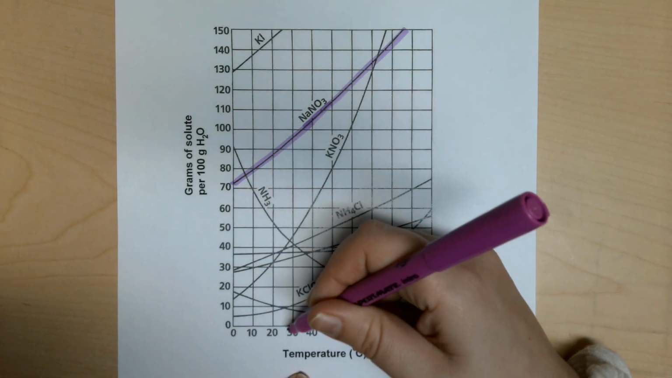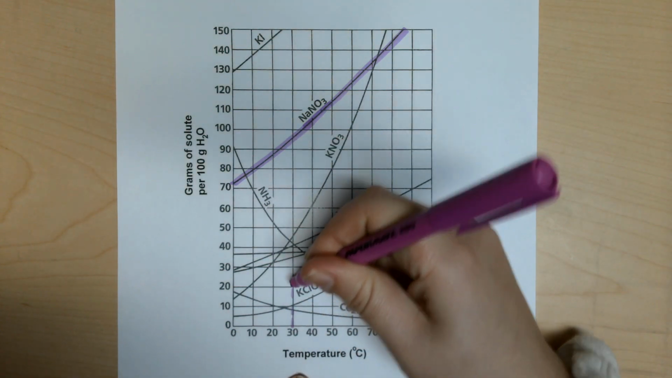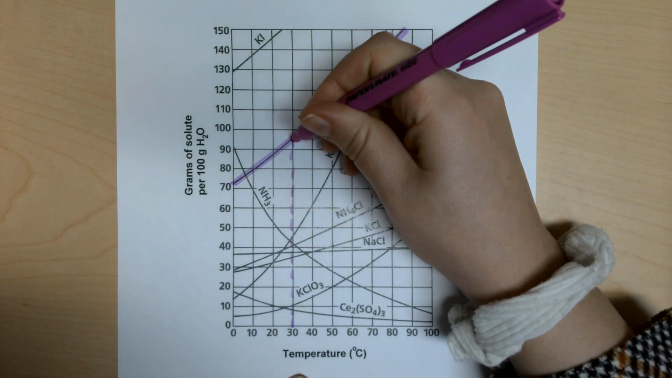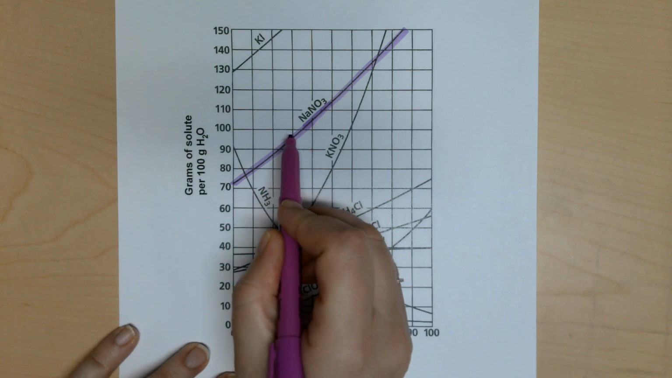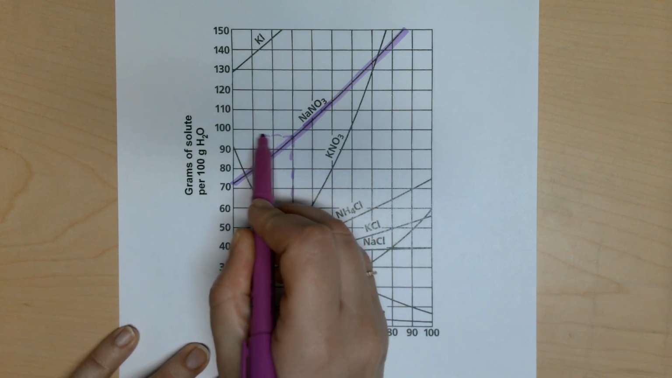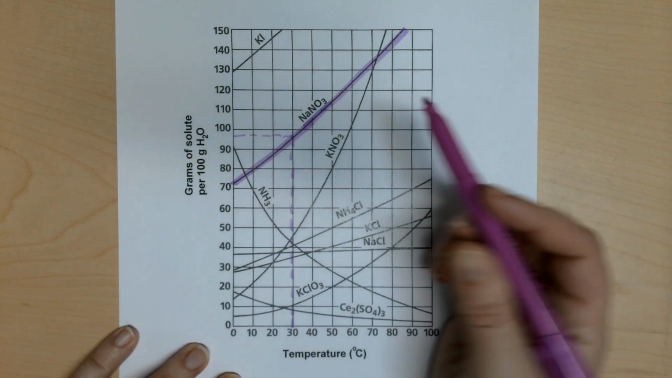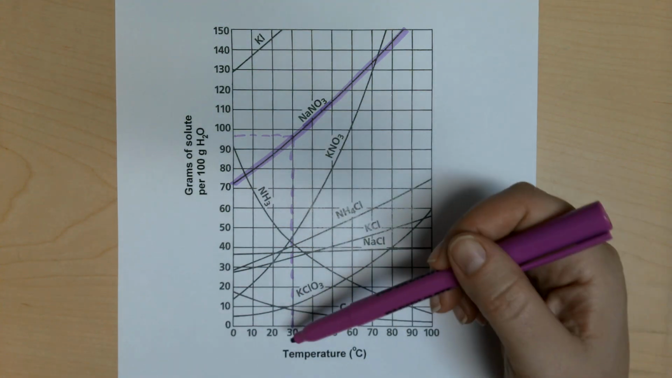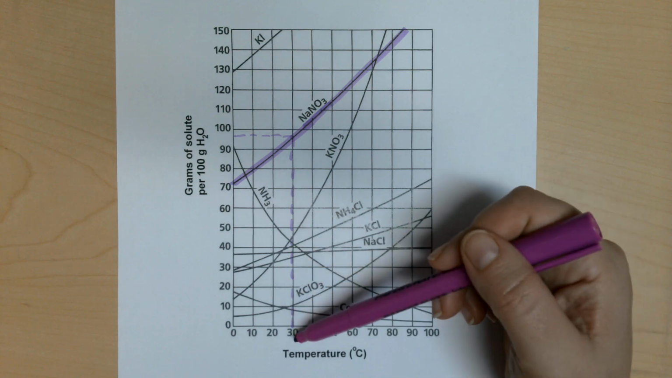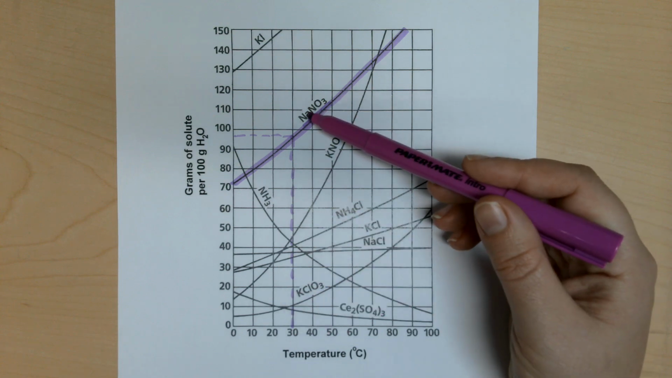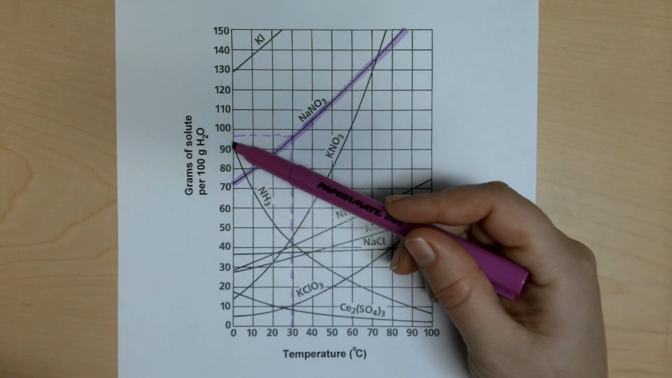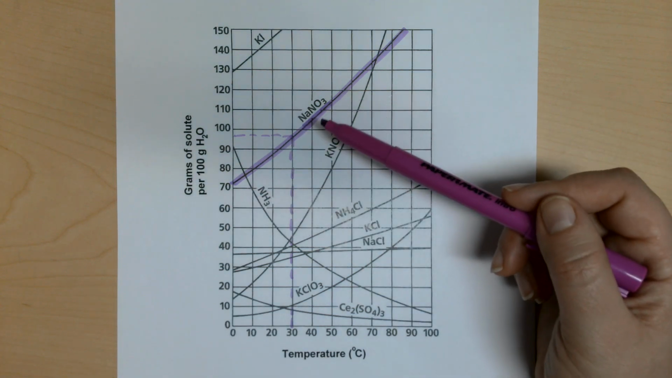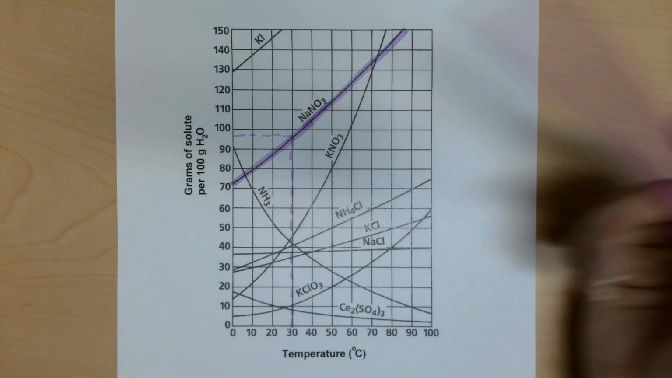So what you do is you start at the temperature here and you go up, and when you hit the line, you make a right angle turn towards the y-axis. So you start at one axis and you go to meet the other axis. So what we're seeing here is at 30 degrees Celsius, you could dissolve about 96 grams of NaNO3 in 100 grams of water, and that would be a perfectly saturated solution.